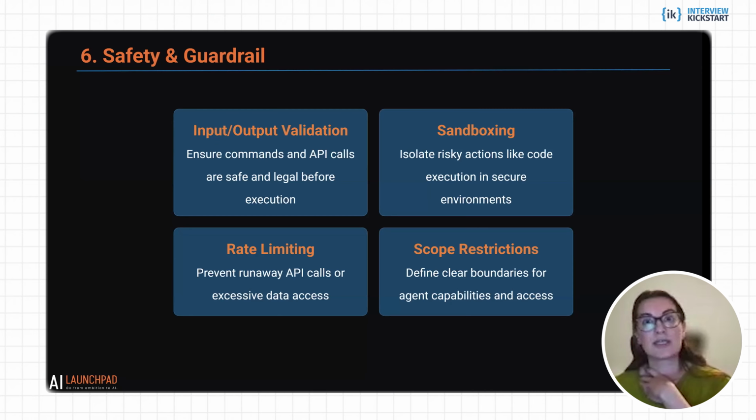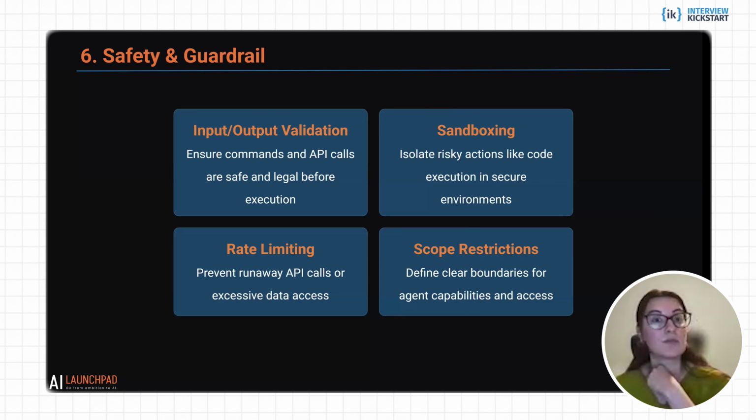Sandboxing: if your agent executes code, do it inside a contained environment with no external network access, or have an automatic timeout. We need to have rate limiting, which prevents infinite loops or excessive API calls. Agents can accidentally spam endpoints if reasoning goes wrong.